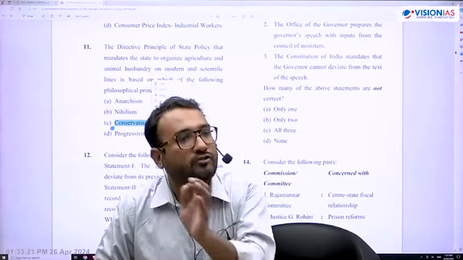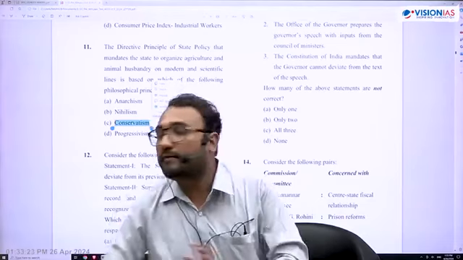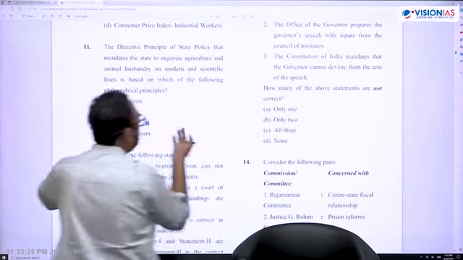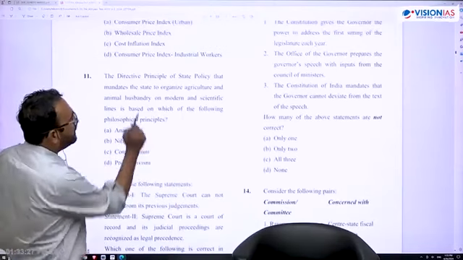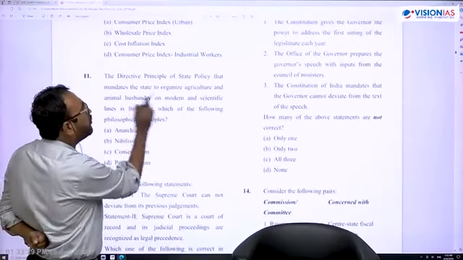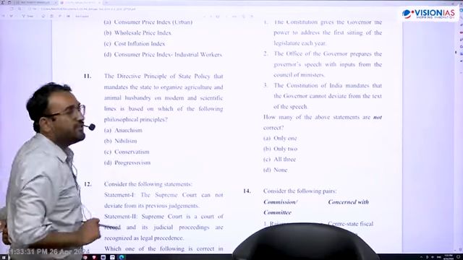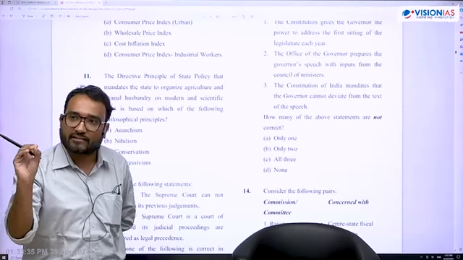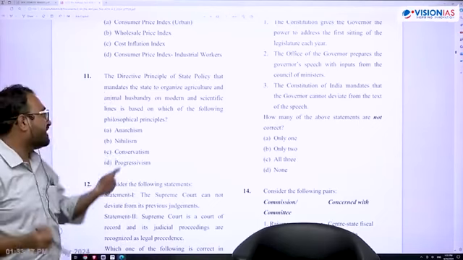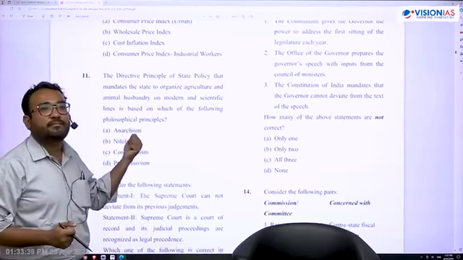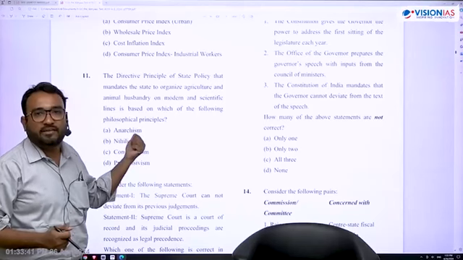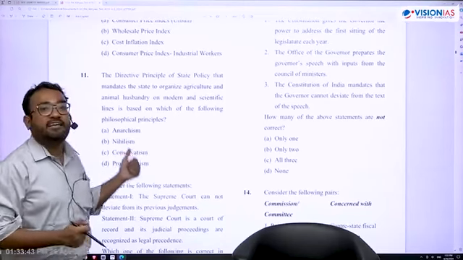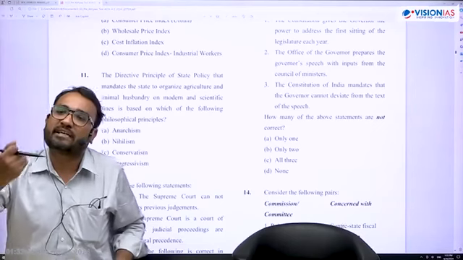Maximum expansion of human choices. So if we see what is the question here, the Vision Abhyas series is asking: the DPSP mandates the state to organize agriculture and animal husbandry on scientific lines. You are a better judge to decide that we cannot say anarchism has nothing to do with animal husbandry on scientific lines. Nihilism means dismantling everything meaningless in life.